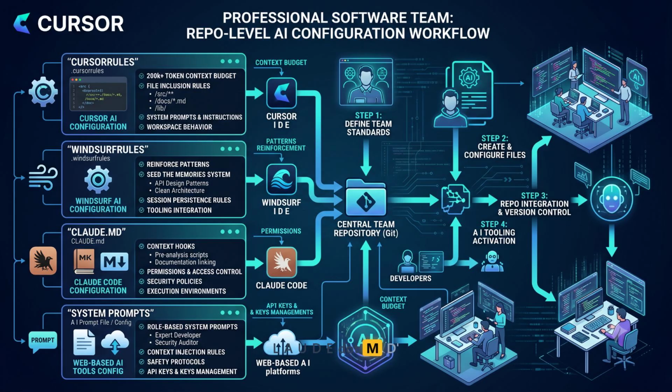Now move down to the third file, CLAUDE.md for Claude Code. This config defines the actual security perimeter. As you can see by the list, we control the context hooks, access permissions, exactly which bash commands are allowed, limiting it to safe operations and tool configuration.